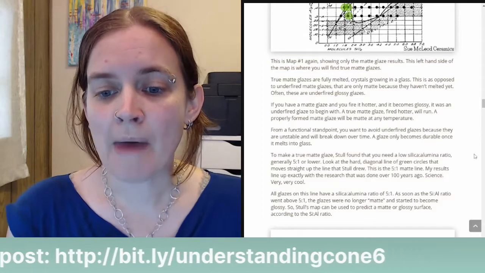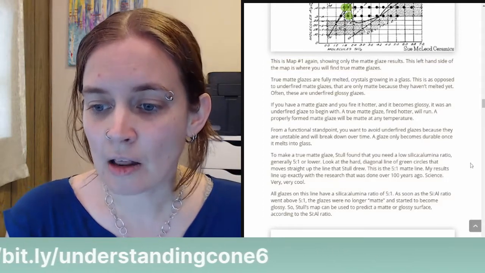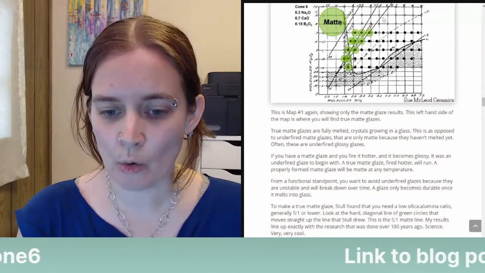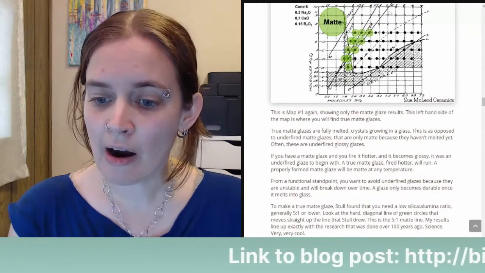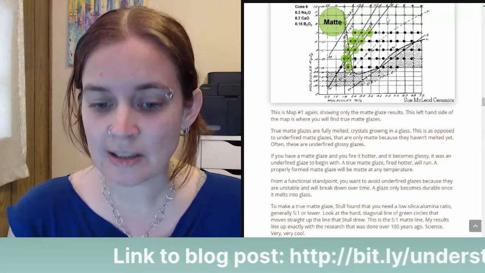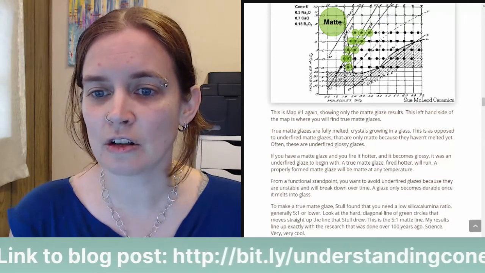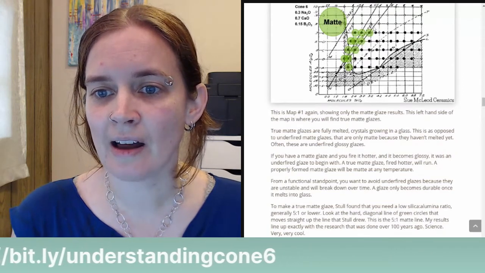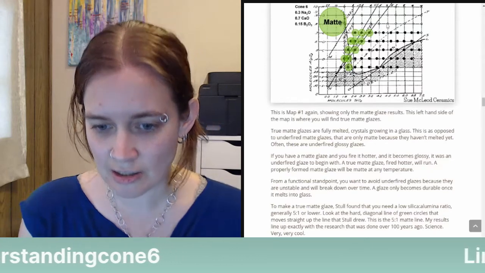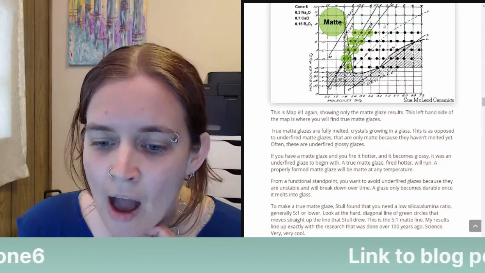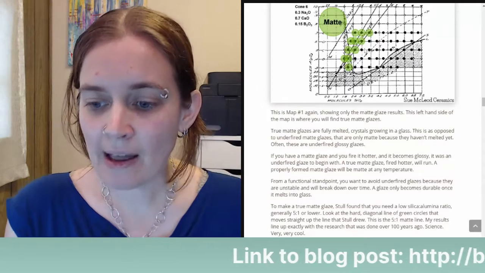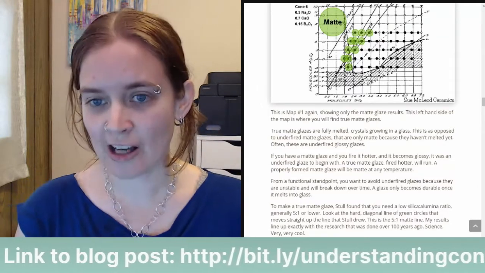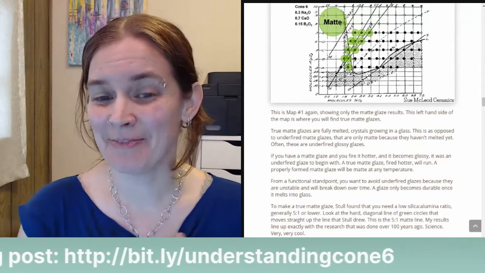To make a true matte glaze, Stull found that you need a low silica to alumina ratio, generally 5:1 or lower. Look at the hard diagonal line of green circles that moves straight up the line that Stull drew. So I'm referring to these circles here. They go straight up that line on Stull's original chart. This is the 5:1 matte line. My results line up exactly with the research that was done over 100 years ago. Science. Very, very cool.